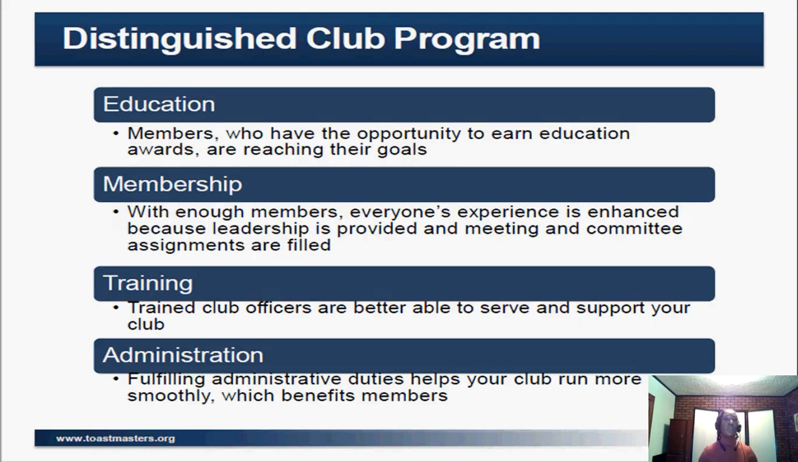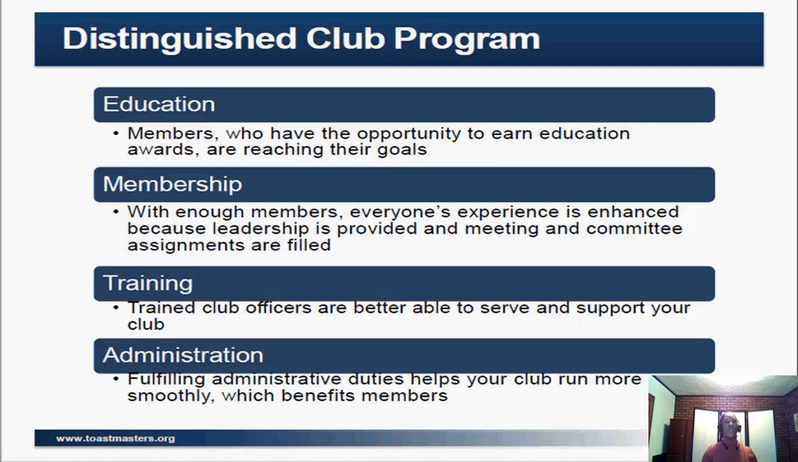First off, most of the goals, 6 of the goals, are all about education. Your members who are earning education awards are really achieving their goals, and most of the goals that your club can earn in the Distinguished Club Program are all associated with those educational goals. The membership area makes up 2 of the goals of the Distinguished Club Program.